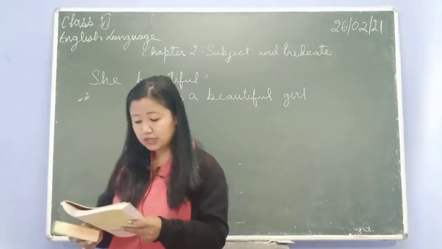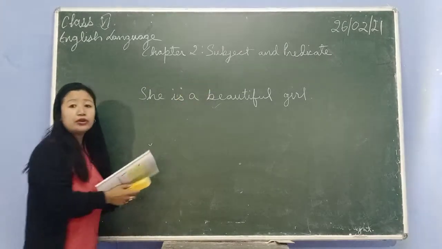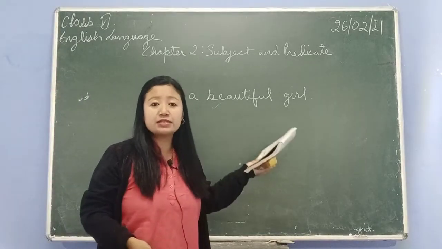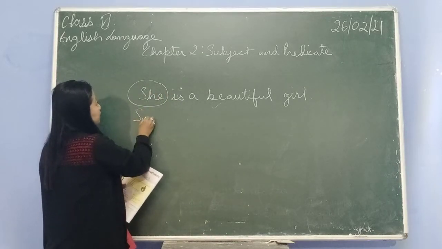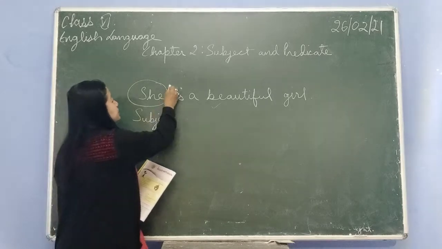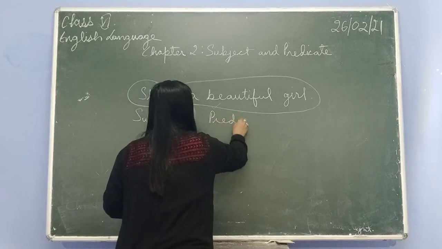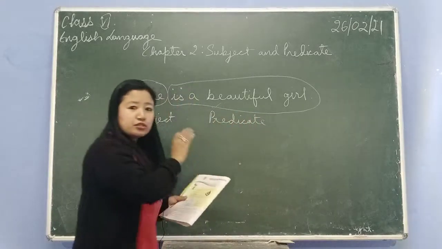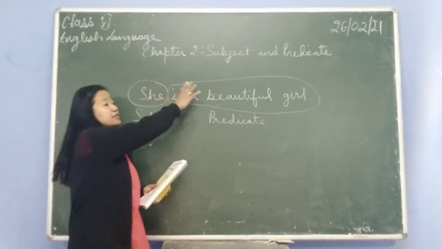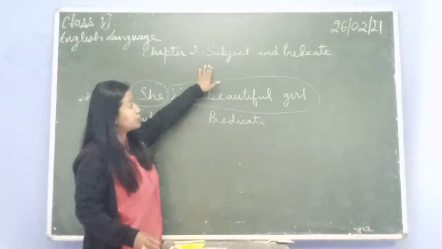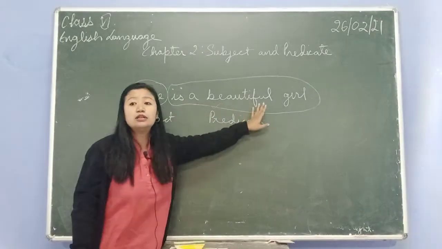Now here also, if you see, this is a sentence. Here I want to see which one is the subject and which one is the predicate. Can you all tell me? So "she" is your subject, and "is a beautiful girl" is your predicate. You just focus on this, don't look at your books now. In this proper sentence, we want to find out which is the subject and which is the predicate.